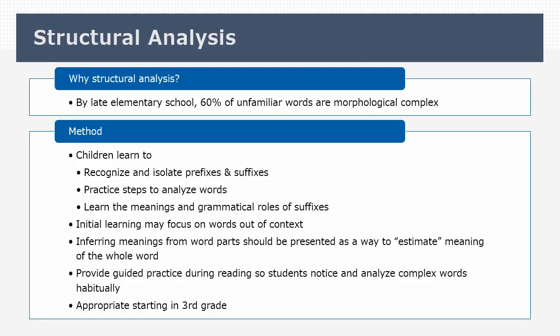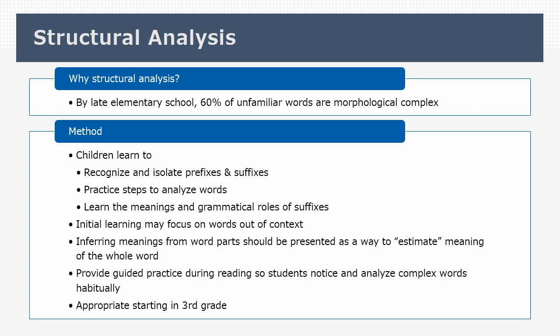The final strategy that the readings talk about is structural analysis, or looking at the morphological structures of words. By late elementary school, so we're talking about 4th, 5th, 6th grades, about 60% of the words that children encounter are morphologically complex. That is, they have more than one morpheme in them, and they often include derivational affixes, not just the inflectional endings like the S to mark plural or the ED or ING to mark tense.